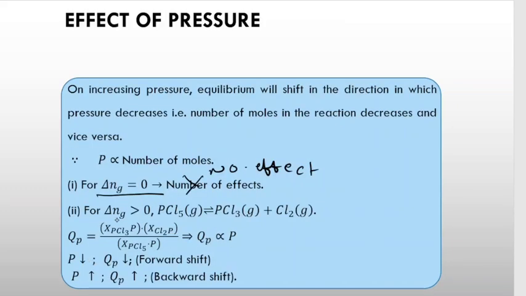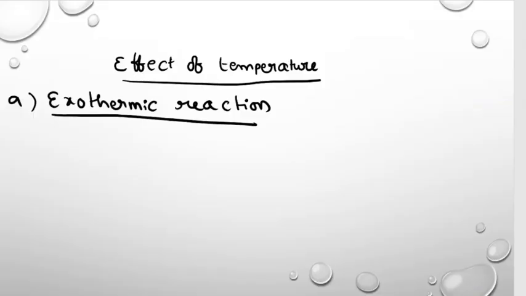That is what we have written here. Delta N greater than 0 for this type of reactions, the backward reaction takes place if we increase the pressure, and the forward reaction takes place if we decrease the pressure. That is all about the pressure and volume effects on the equilibrium.